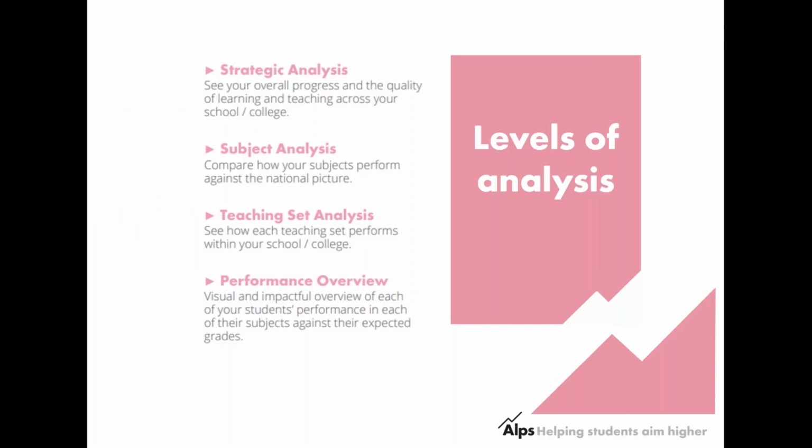So strategic analysis is top level, how's the school or college progress looking? So you've got some strategic indicators that will tell you how overall, on average, your students are doing against the national database. At the subject level, then, you can do the same thing. So each of your subjects is broken down and compared to progress in that subject nationally. And then if you so wish, you don't have to, but if you so wish, you can put teaching sets in there. And so right down to your subject teacher, you can do the modeling and the analysis that we're going to show you today.